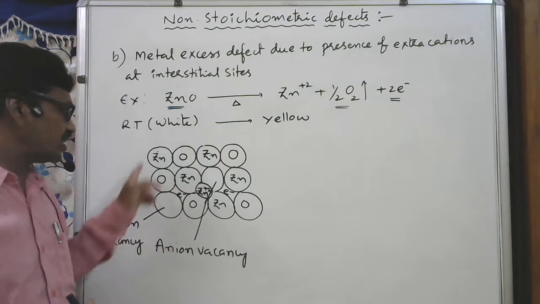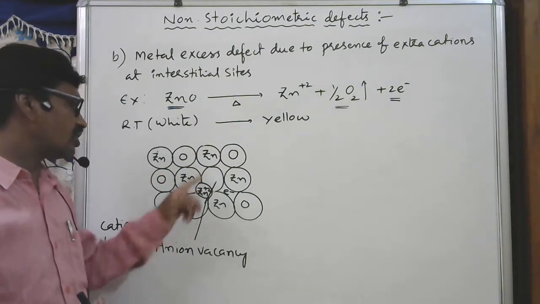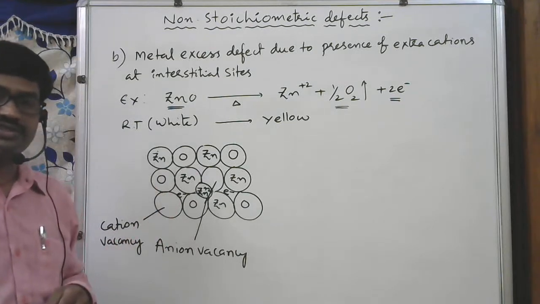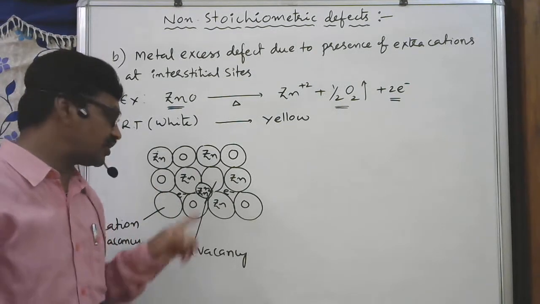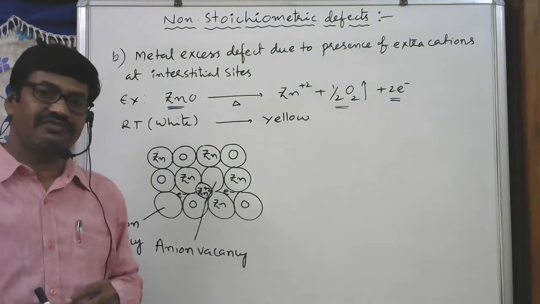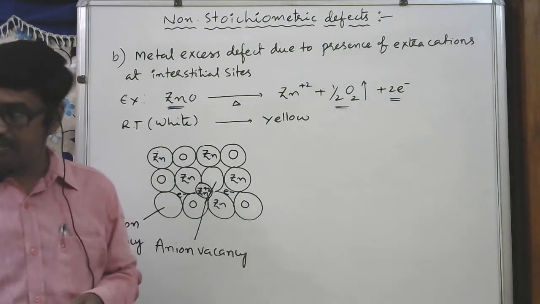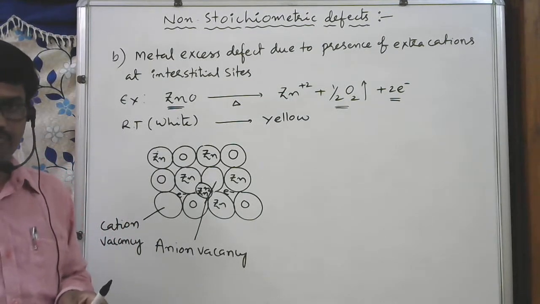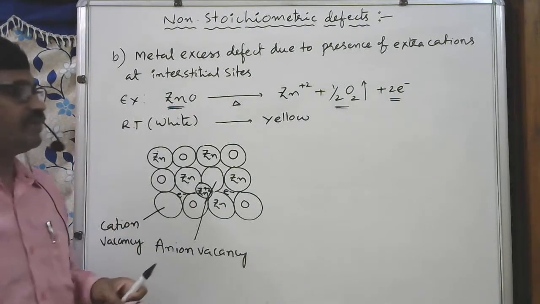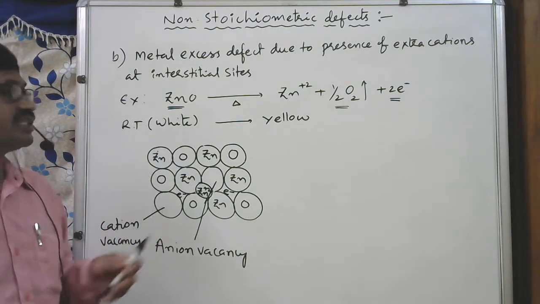Now if you count here, the number of zincs is more compared to the number of oxygens. So the number of metals is more compared to oxygens, so we can say it is a metal excess defect. Similarly, we have a metal deficiency defect also. It is also important. So this is about metal excess defect due to extra cations present in interstitial sites.